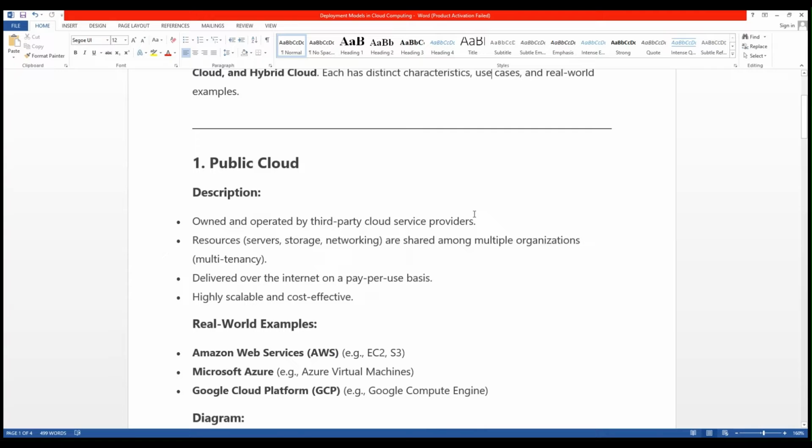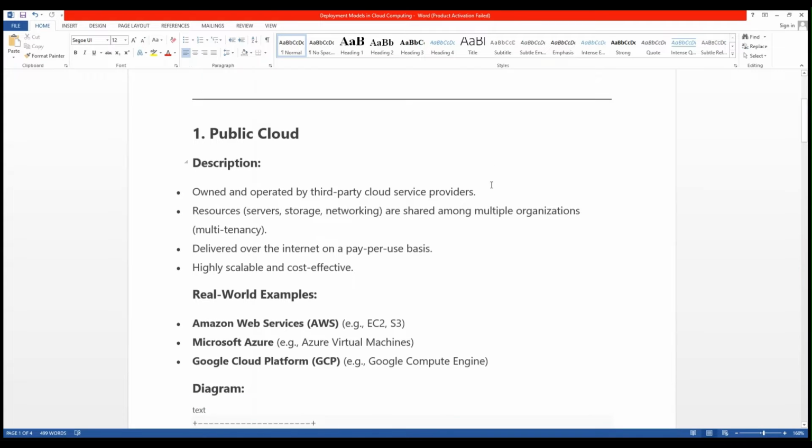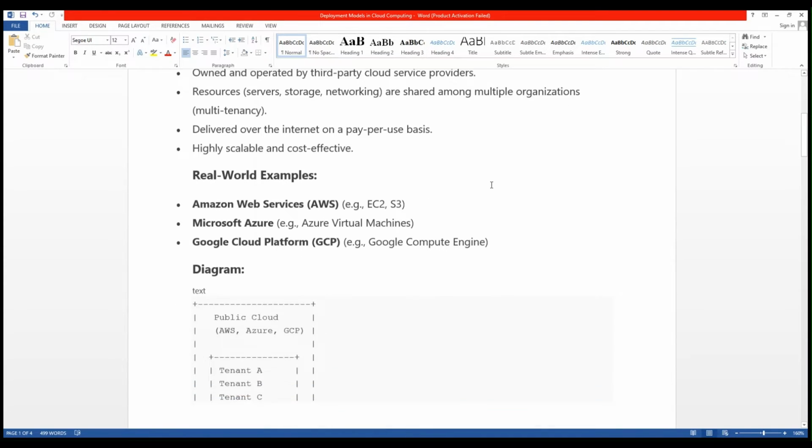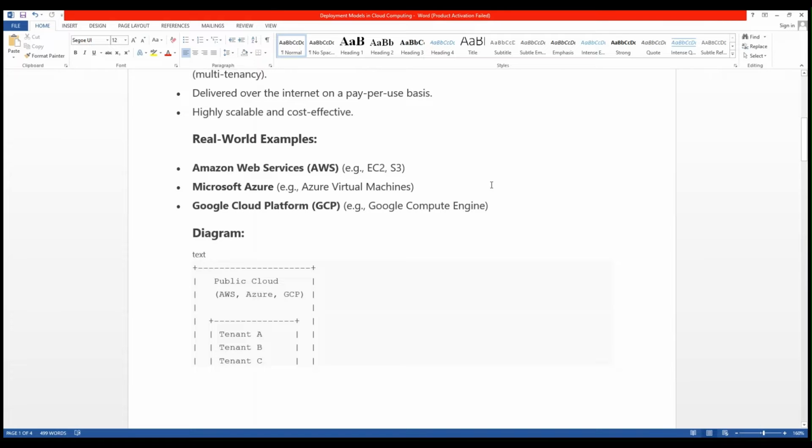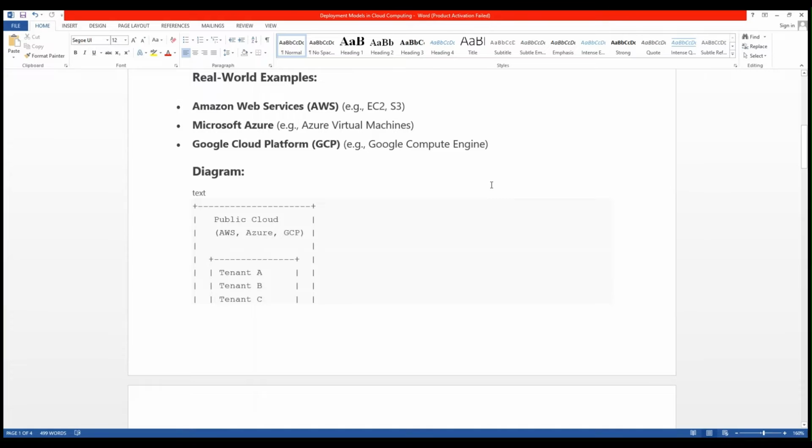Friend, public cloud means that it is basically owned by a third party, and it provides servers, storage, networking, applications, and many services. The best examples are Amazon AWS, Microsoft Azure, and Google Cloud. Just take an example of Google Cloud, where you are taking these services through a subscription and accessing those services.